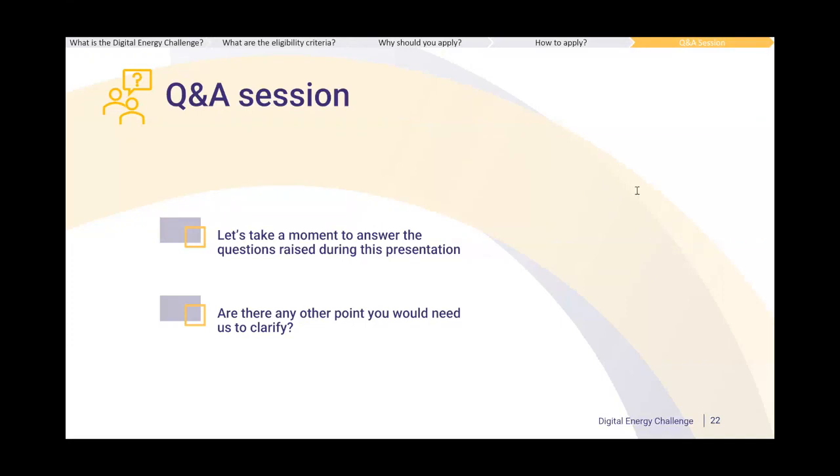Yes, the next question is what are the mini grid size that innovation need to apply to? I think there is no mini grid size criterion, so yeah, it could be small or big. It depends. There is no criteria on that.